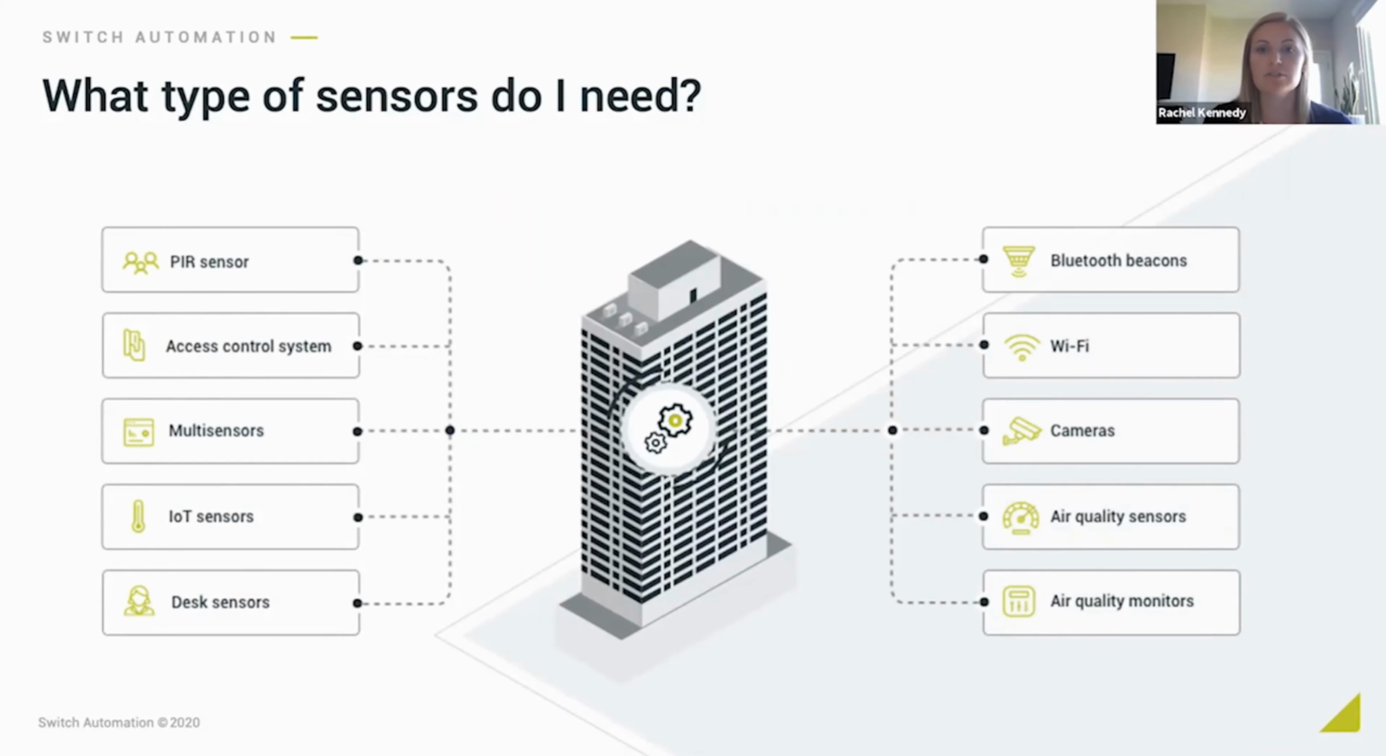Do you have an access control system? This can help figure out who's entered your building over the day. But the question is, are these granular enough for what you're trying to do? Right now with COVID, we want to capture really granular, high density data, in which case multi-sensors can help supplement what you already have. These are great because there are multiple data points within one piece of hardware. You can capture relative humidity, temperature, occupancy, light levels, all in one sensor.